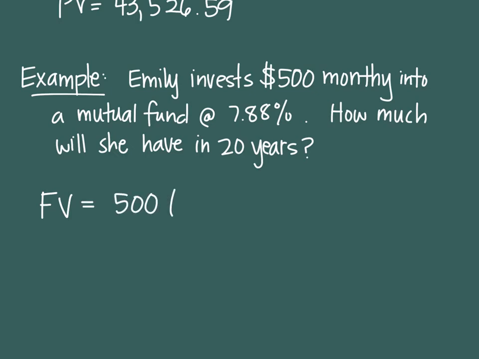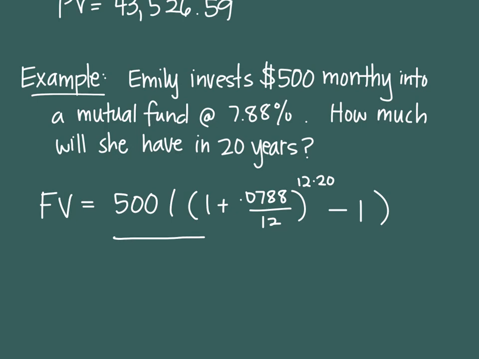So 500. And then we have, start with a double set of parentheses, 1 plus 0.0788 over 12 to the 12 times 20 because we're investing it for 20 years. Then a minus 1 that comes after that. It's really important that that minus 1 be outside of the one set of parentheses but still inside of another. All over set of parentheses on the bottom, which would be 0.0788 divided by 12. Okay, practice typing that into your calculator to see how much money Emily will have in her investment.